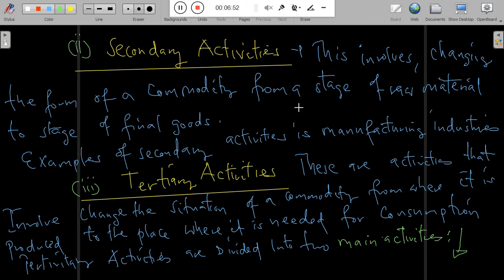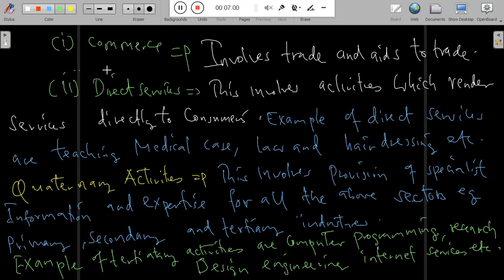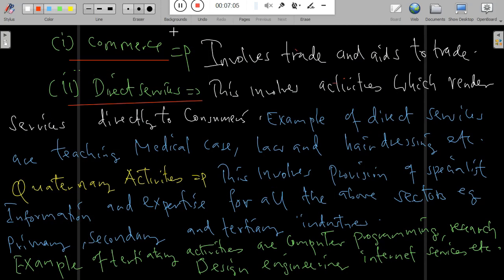Third, tertiary activities. These are activities that involve changing the location of a commodity from where it is produced to the place where it is needed for consumption. In the production process, this involves issues of commerce, direct services, and so forth. Direct services are activities which render services directly to the consumers. Examples of direct services are teaching, medical services, hairdressing, and so forth.